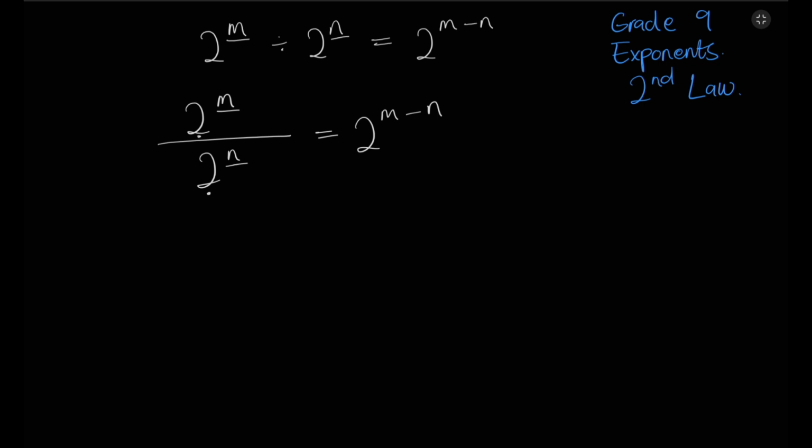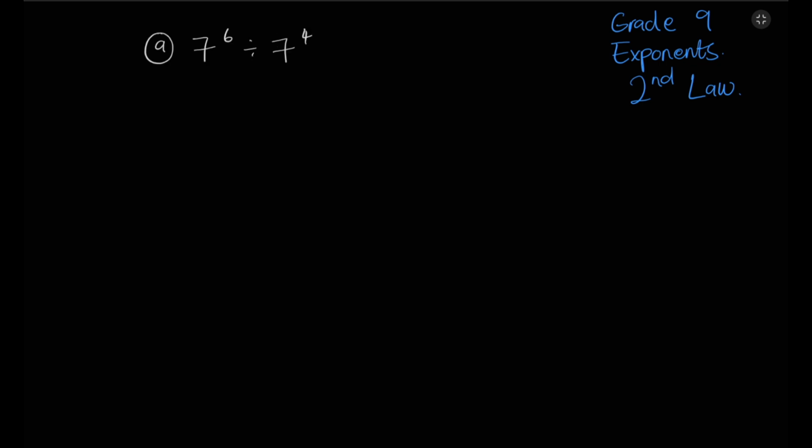Now let's try a few examples. The question might say, calculate 7 to the power 6 divided by 7 to the power 4 and simplify where possible. So when we simplify this, let's check, do we have the same base? You have 7 and 7. Yes. Are the bases divided? Absolutely. So the second law applies.